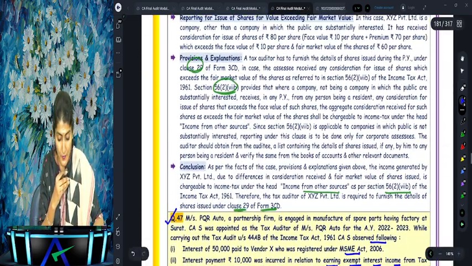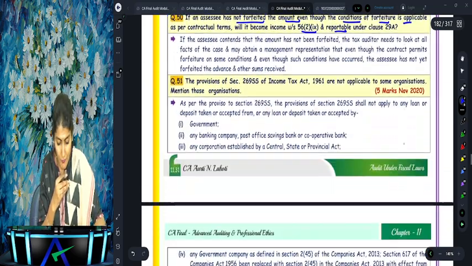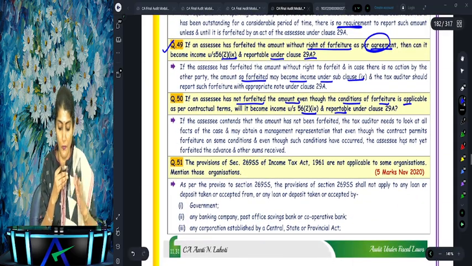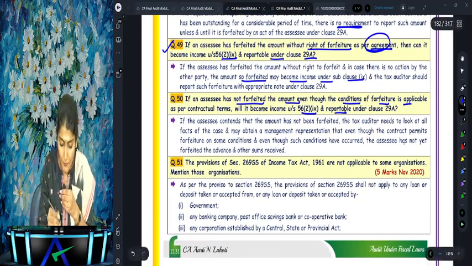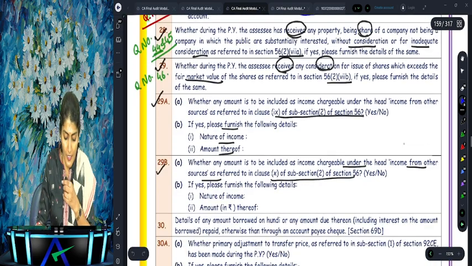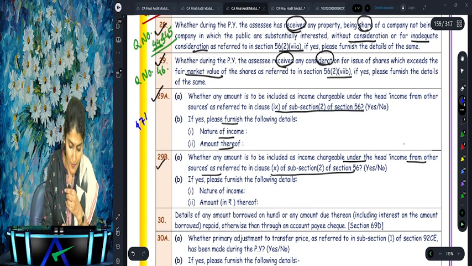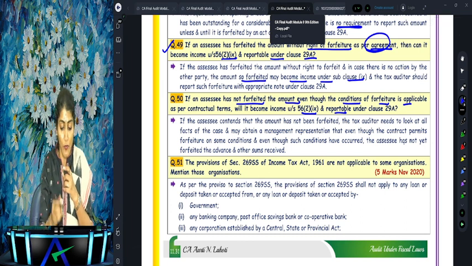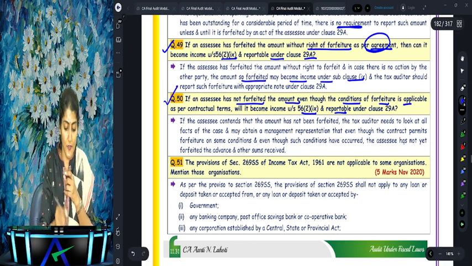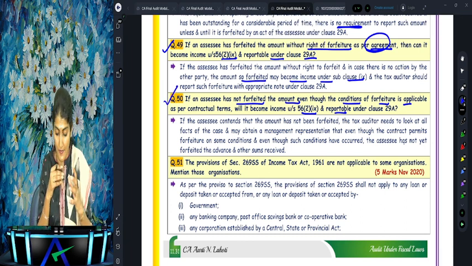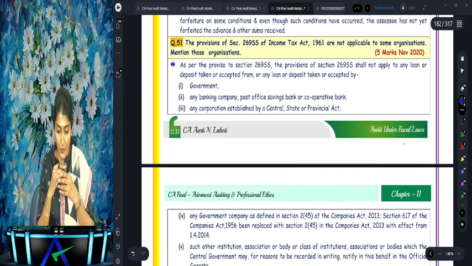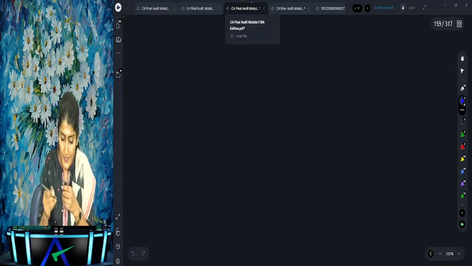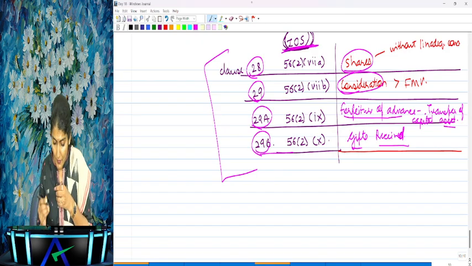So what questions do we have over here? 47, 48, 49 and 50, right? Which is regarding the 29A. What is 29A? Forfeiture of advance received towards the transfer of the capital asset. Is it clear to everyone? Okay. Right. Now coming to the last one in the 21.